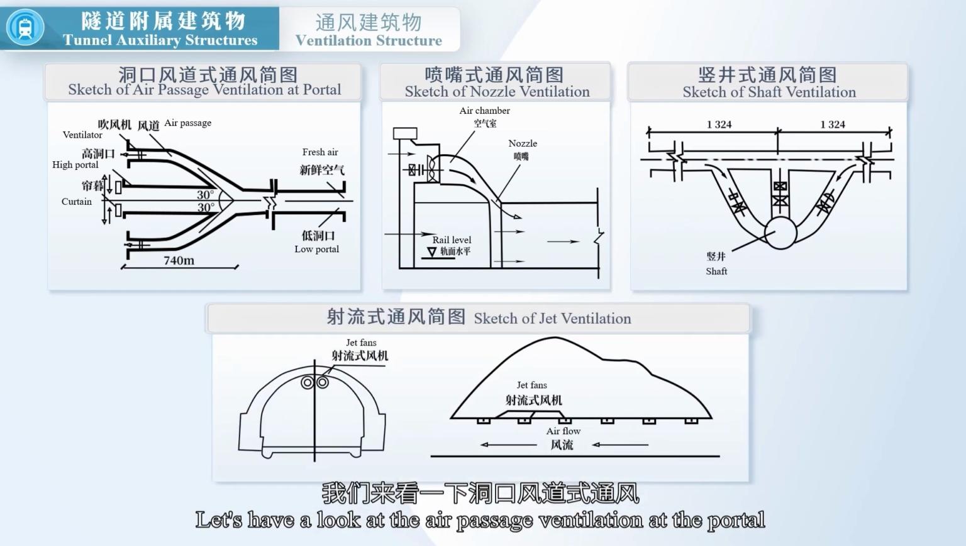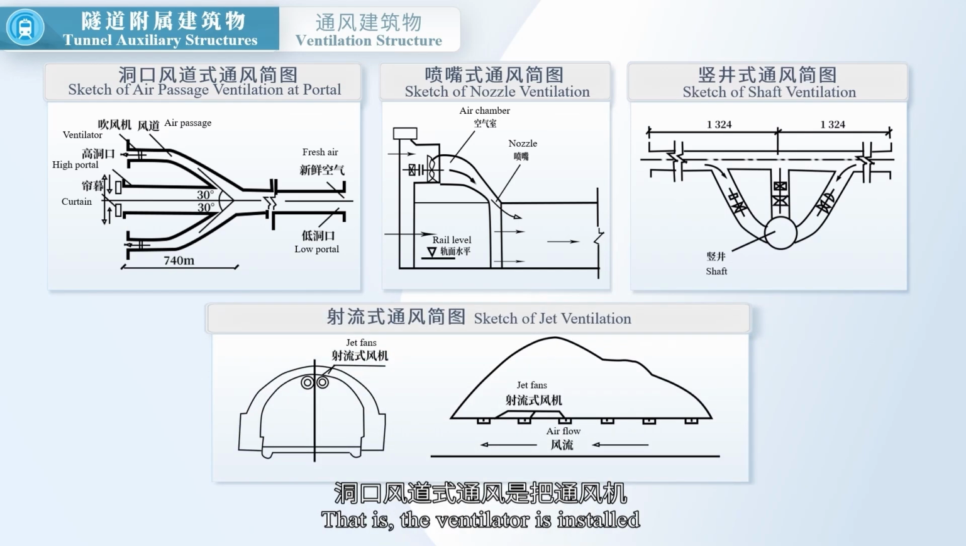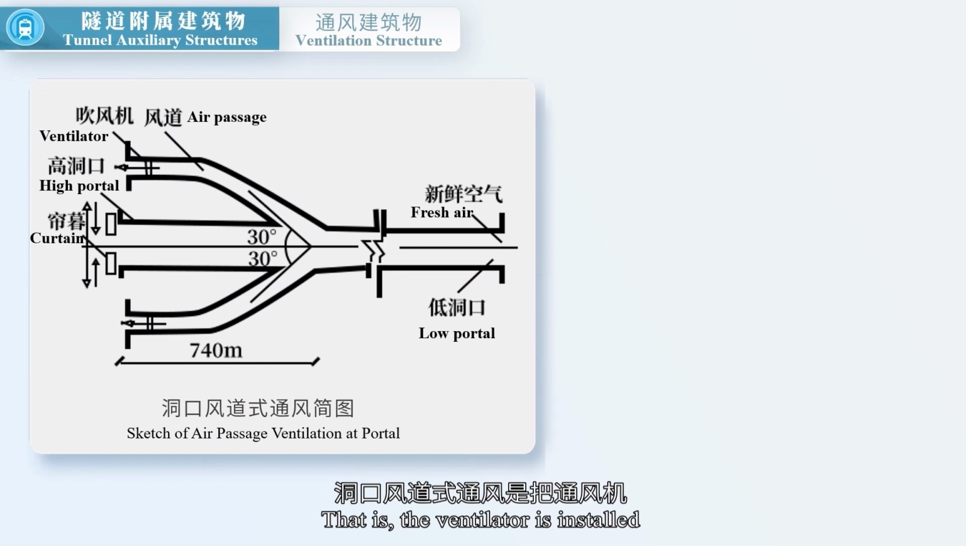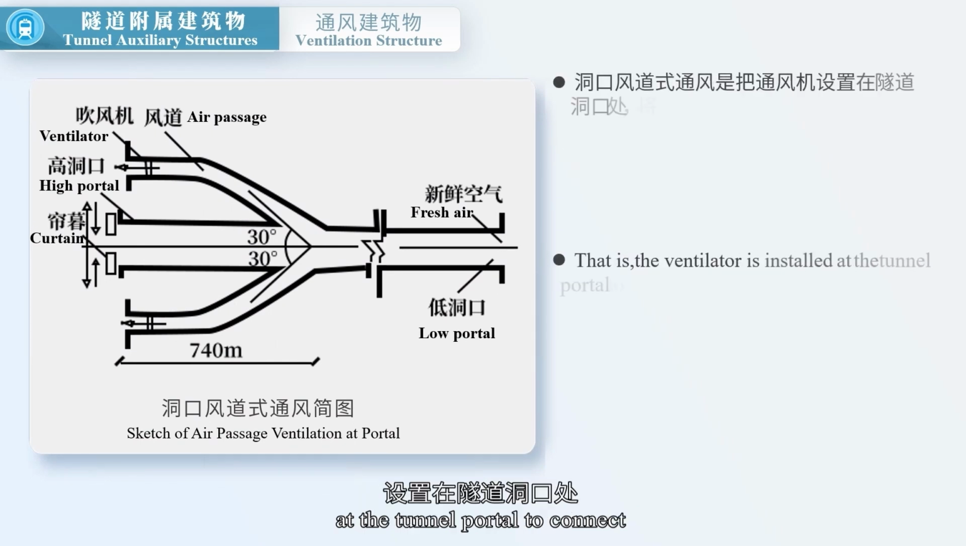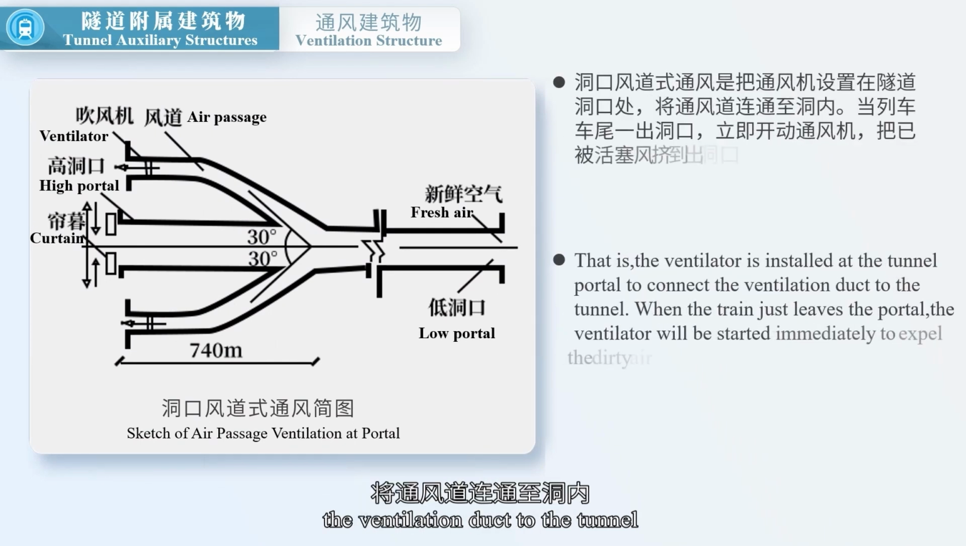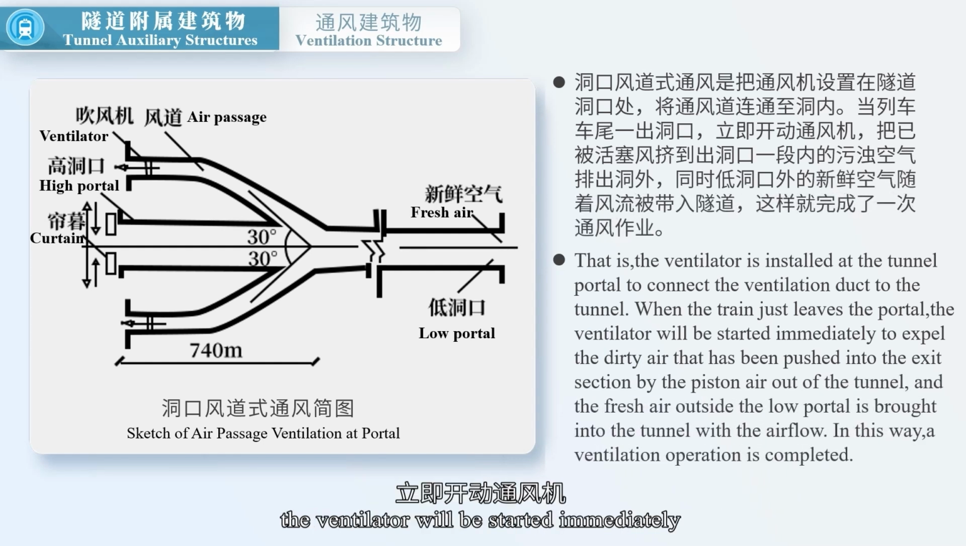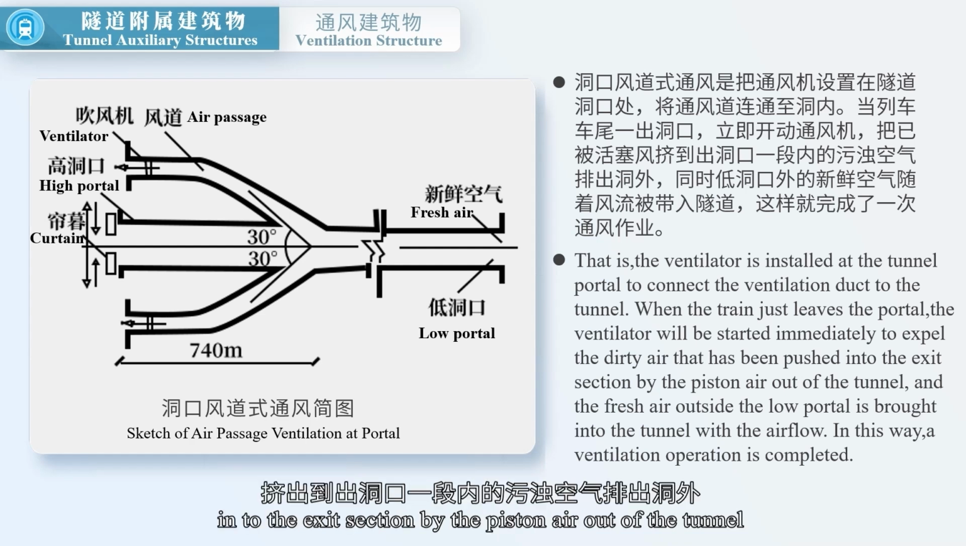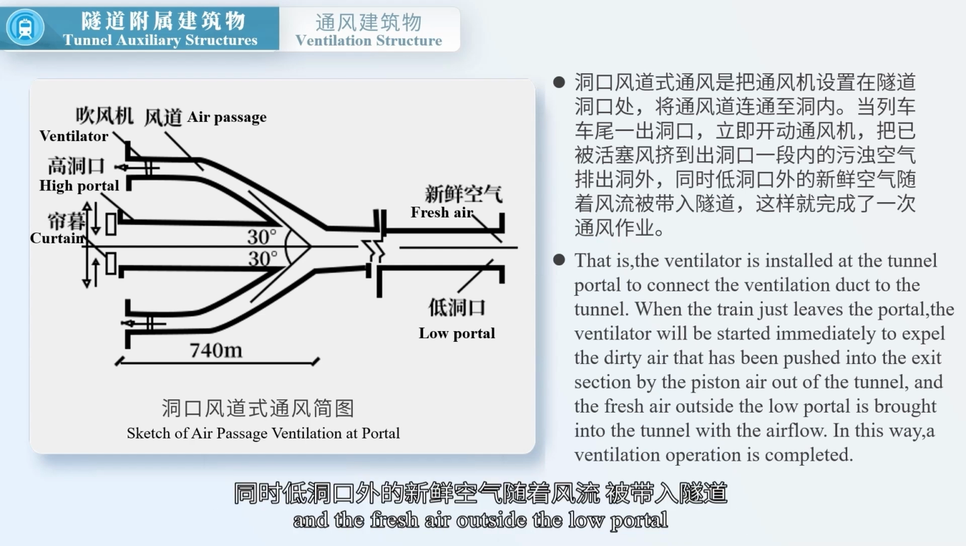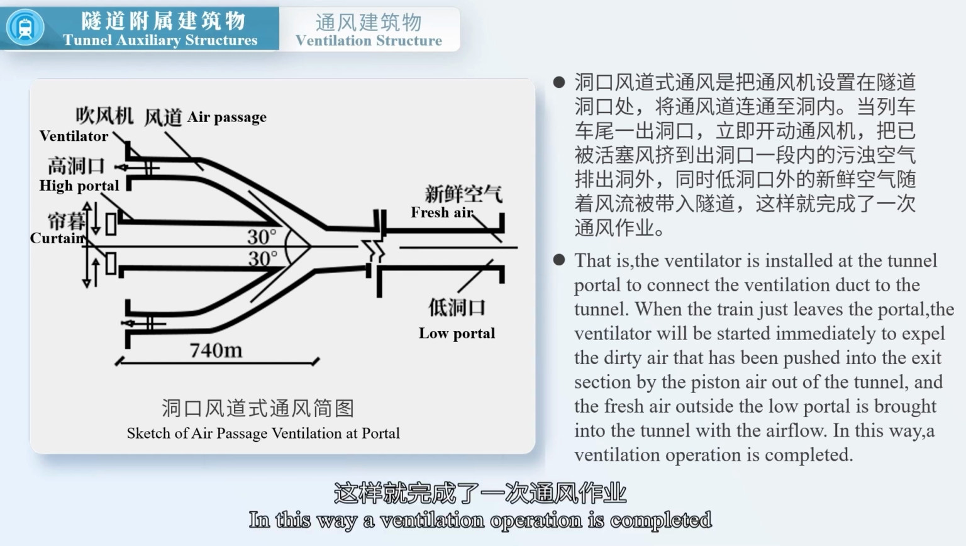Let's have a look at the air passage ventilation at the portal. That is, the ventilator is installed at the tunnel portal to connect the ventilation duct to the tunnel. When the train just leaves the portal, the ventilator will be started immediately. Expel the dirty air that has been pushed into the exit section by the piston air out of the tunnel, and the fresh air outside the portal is brought into the tunnel with the airflow. In this way, a ventilation operation is completed.